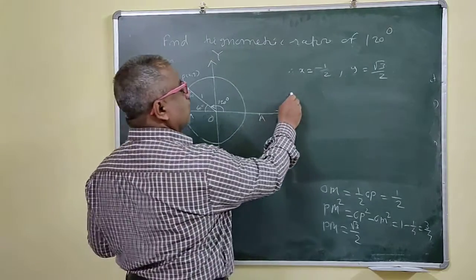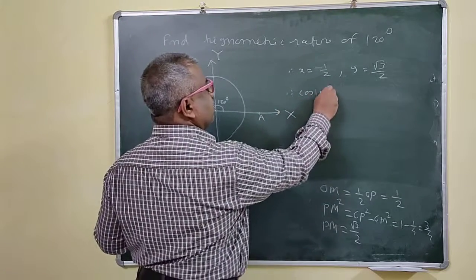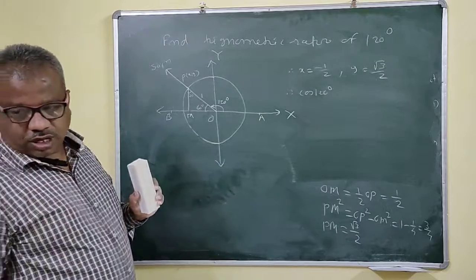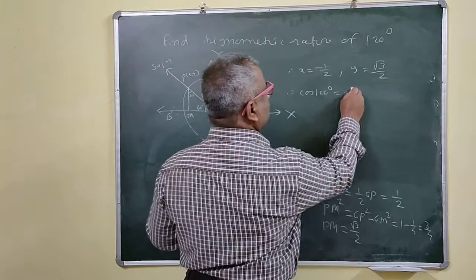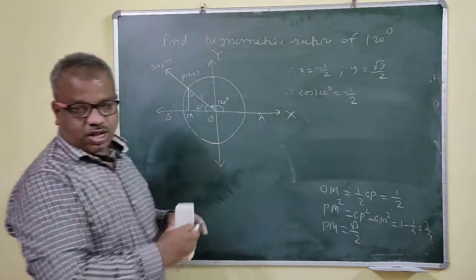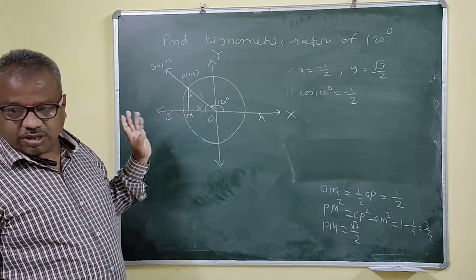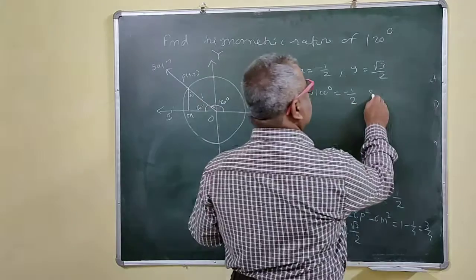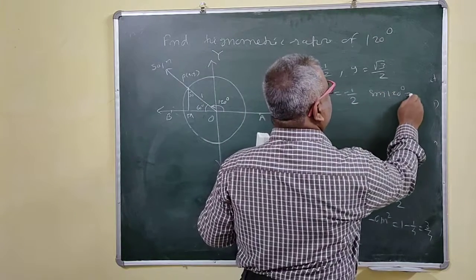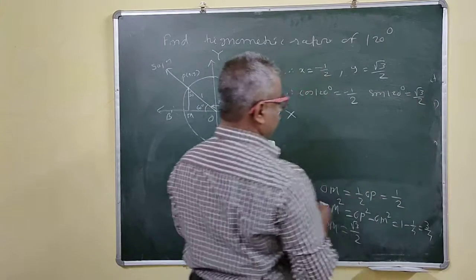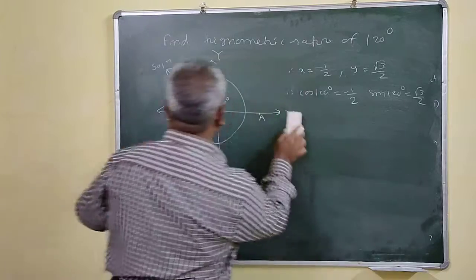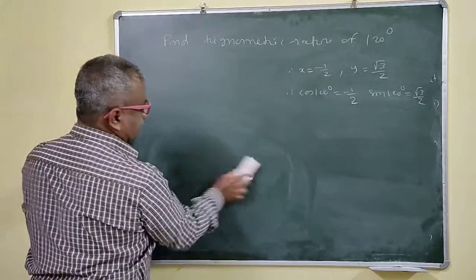So therefore cos 120 degree is -1/2. Now see that, you know that here sin is positive, here cos is negative. See, we get a negative value, right? Now sin 120 degree is √3/2, right? So we don't need the figure, we cancel this.